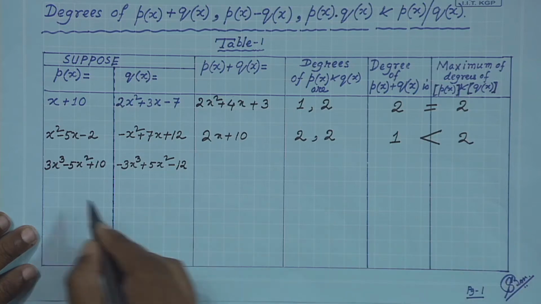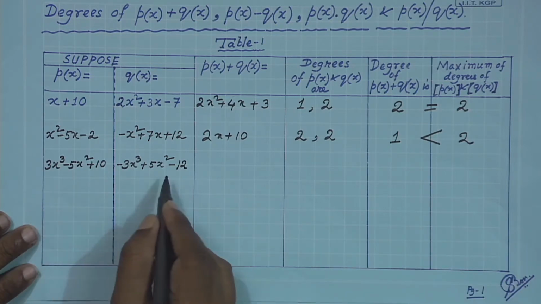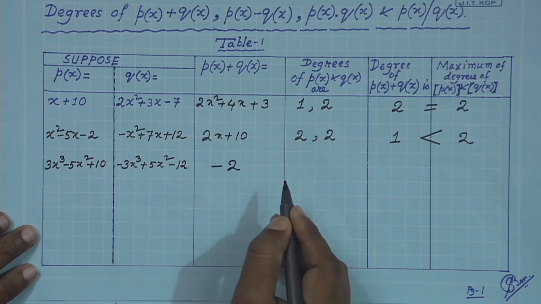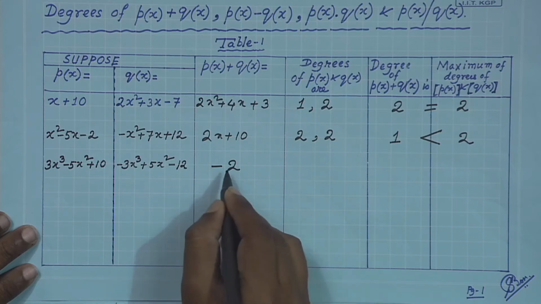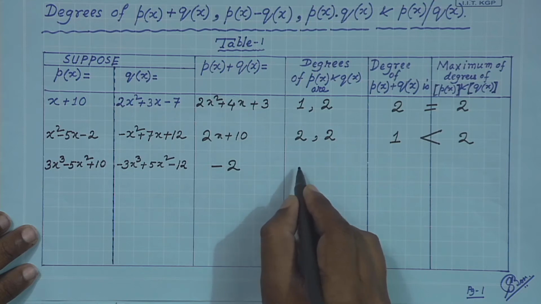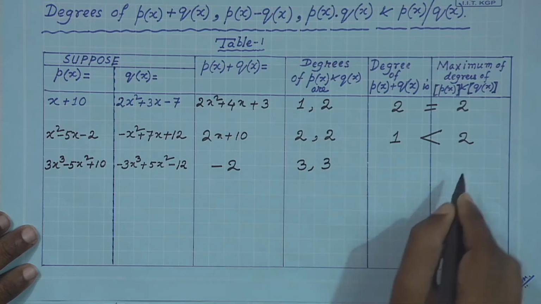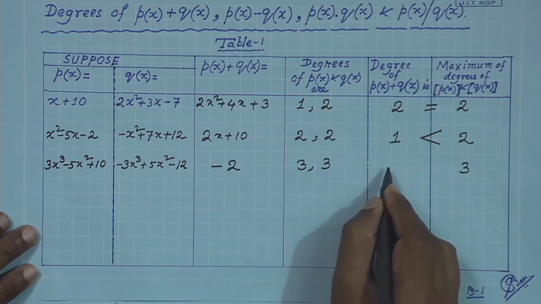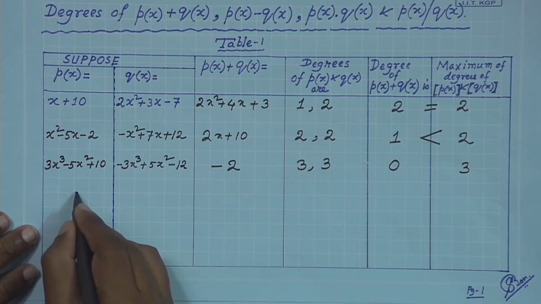For the third case, you are getting two cubic polynomials here. And what will be the sum? The sum is minus 2. 3x cube will be cancelled and 5x square will also be cancelled. So, we are getting minus 2 as a result. What are the degrees of p(x) and q(x)? For p(x), it is 3. For q(x), it is 3. And what is the maximum of 3 and 3? It is 3. And the degree of p(x) plus q(x) is 0.